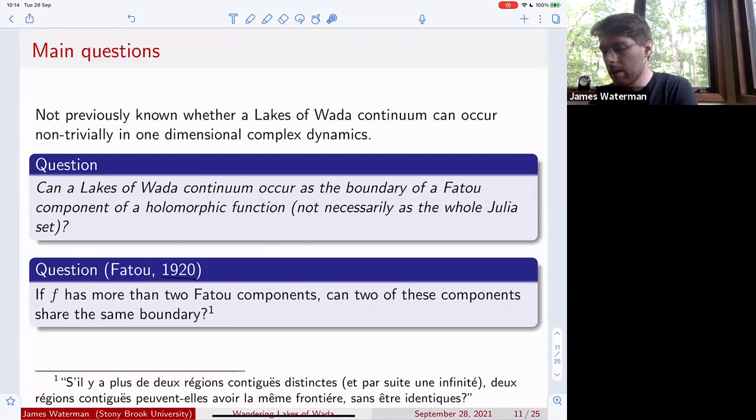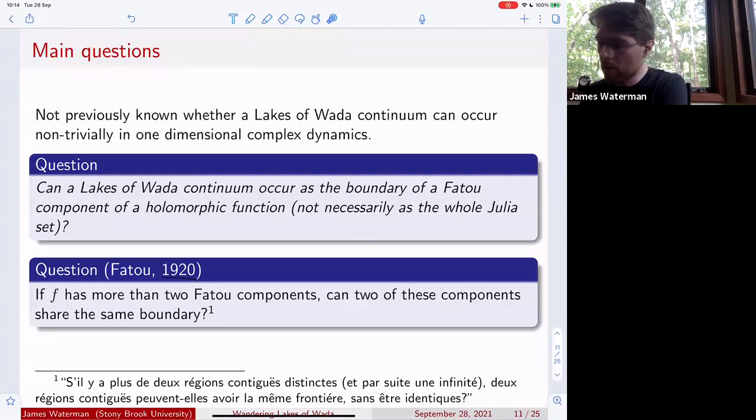Because Fatou really was only studying rational functions at this time, and it would only be until 1926 that he'd have his paper on general entire functions, it would seem reasonable to say that if he had looked at transcendental entire functions before, he would also have been interested in this question for transcendental entire functions.